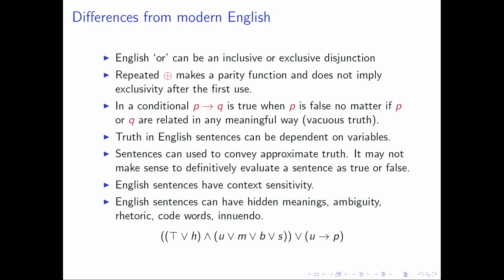Okay, but I think these first two problems can be resolved in modern English. Now we get to more complicated things. So the conditional. The conditional is true whenever P is false, no matter if P and Q are related in any meaningful way. So I could say something that is completely false.